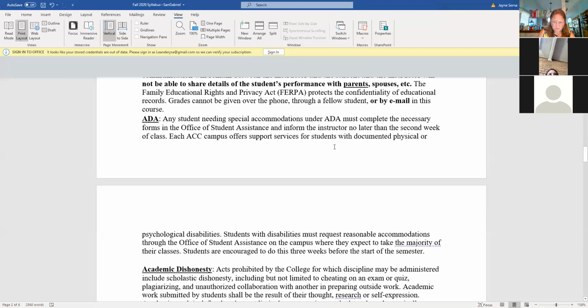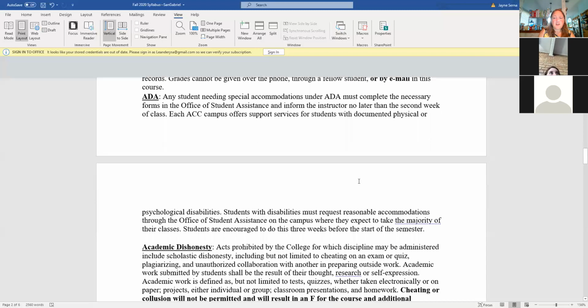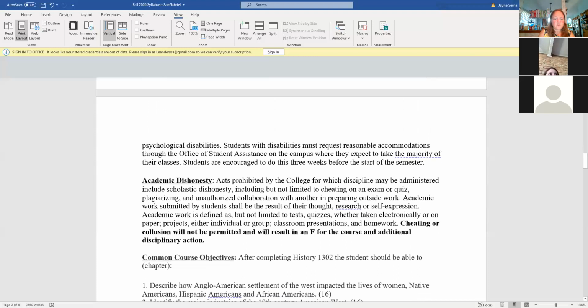ADA: if you have accommodations or modifications, you apply through the Office of Student Assistance, and then you send me the form, which, if you've done that before, you know exactly how to do. If you're new to college, in high school, that was done for you. In college, you do that yourself. So you'll want to take care of that in the next couple of weeks if you haven't, and I know that some of you already have, so good job.